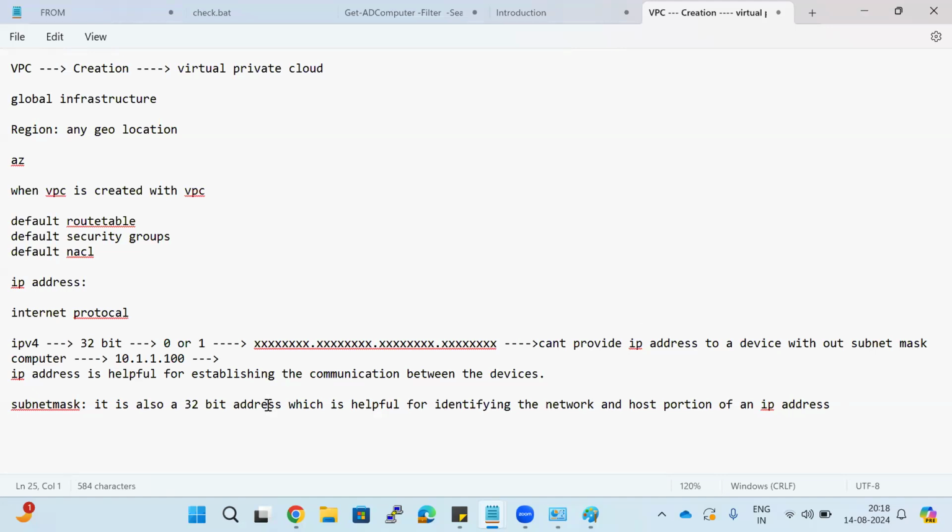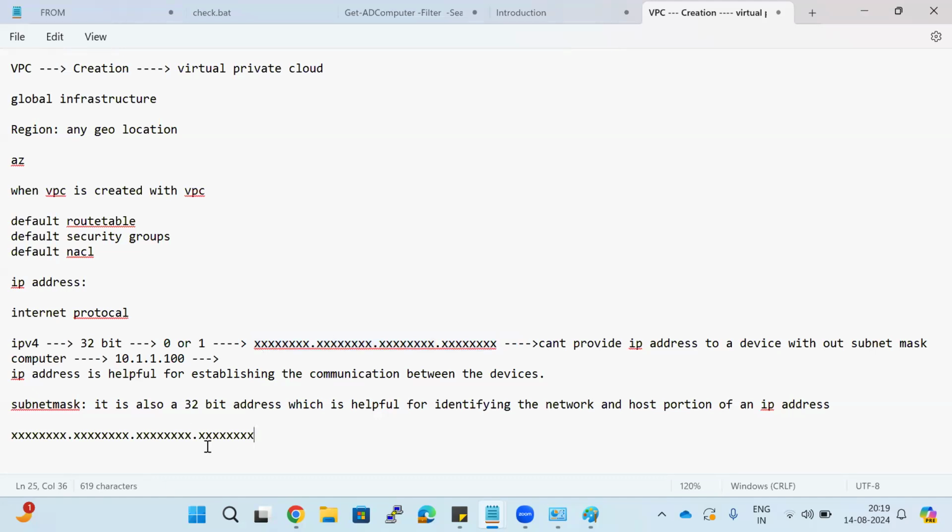Likewise, the IP address subnet mask is also a 32-bit address. But be very careful. IP address is different and subnet mask is different. Again, I am repeating for you. IP address is different and subnet mask is different. So based on the subnet mask, you can identify whether the IP address is in the same network or different network.